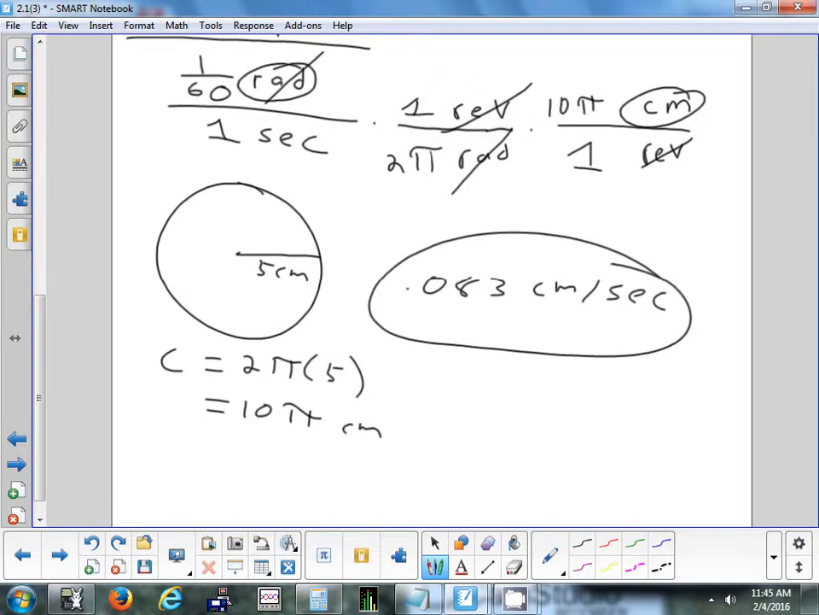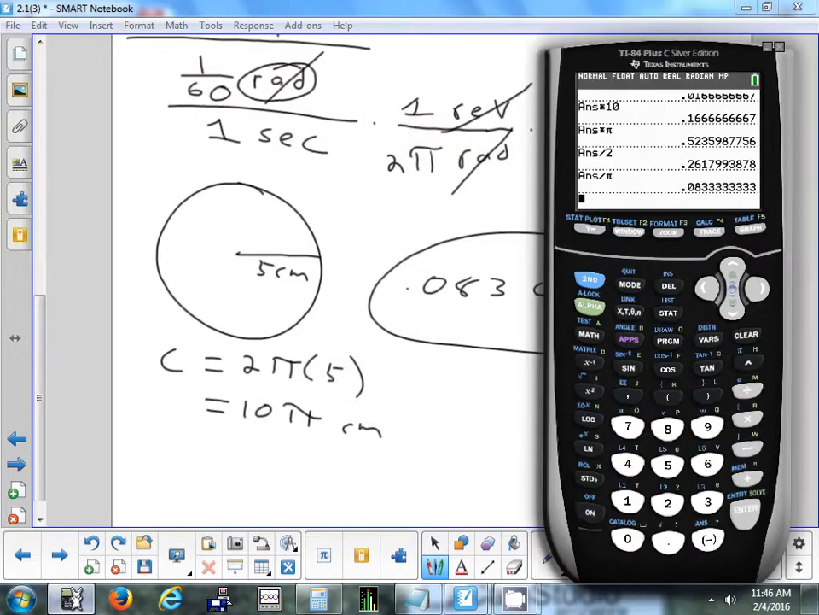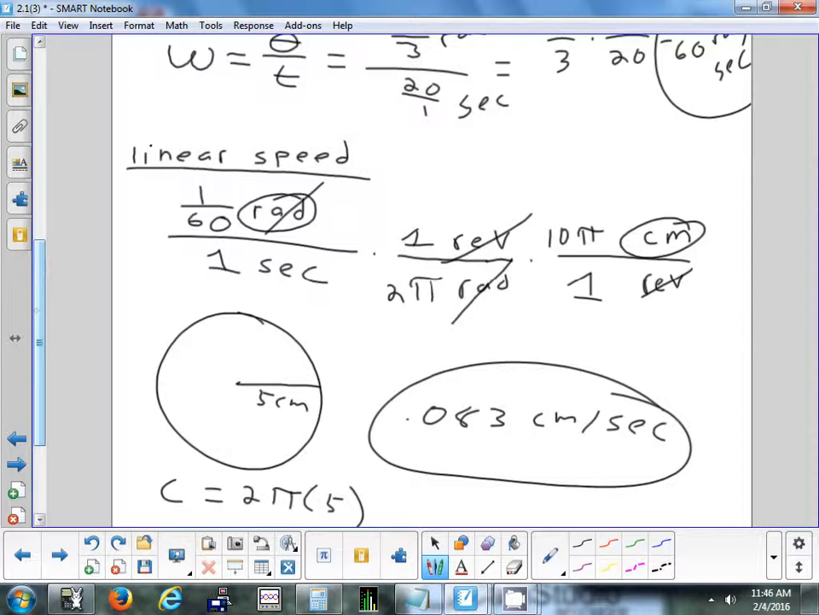So as I said, this is extremely slow. It's not even moving that far per second. Wait, I got 0.0083. Anybody else get 0.083? Yeah. I get 0.08. You maybe forgot the 10? Yeah, I did. If you got something different, just double check. But I'm pretty sure we did that right. Any questions on that one?